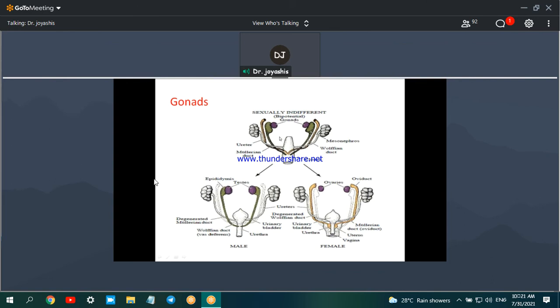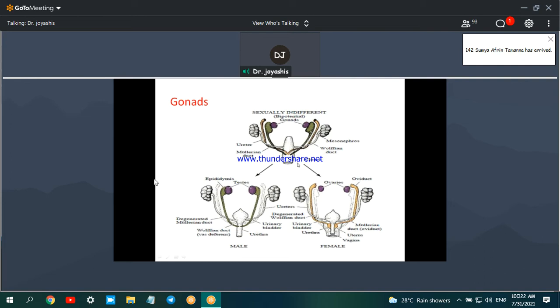This is the undifferentiated gonad, up to the 7th week of intra-embryonic life. Here it is called the bipotential gonad. This is the ureter, this is the kidney, this is the cloaca, this is the Müllerian duct or paramesonephric duct, and this is the Wolffian duct or mesonephric duct. From this, if SRY is present, then it develops into testes. Ultimately, the Wolffian duct develops, and the Müllerian duct degenerates in the case of male. But the Müllerian duct persists in the female. You can see in this diagram.